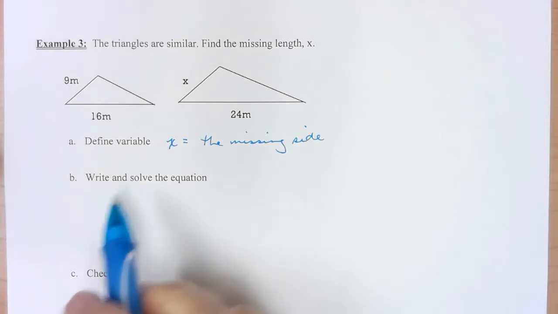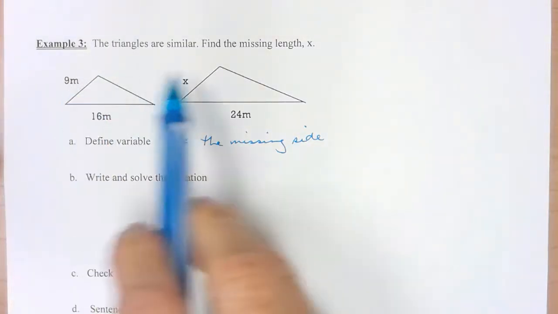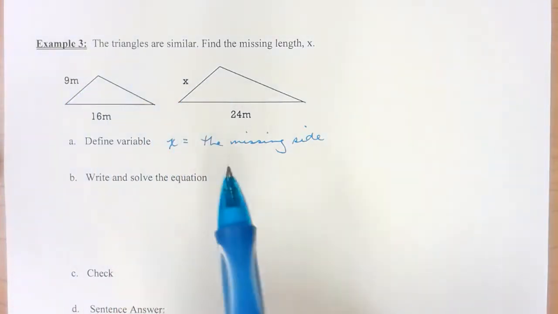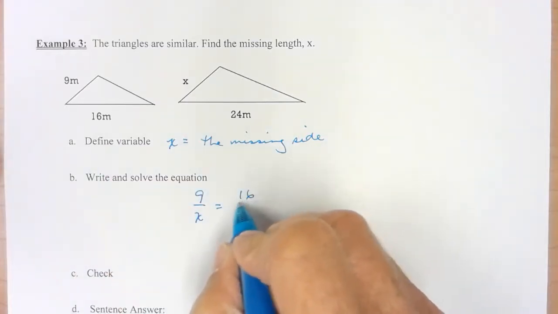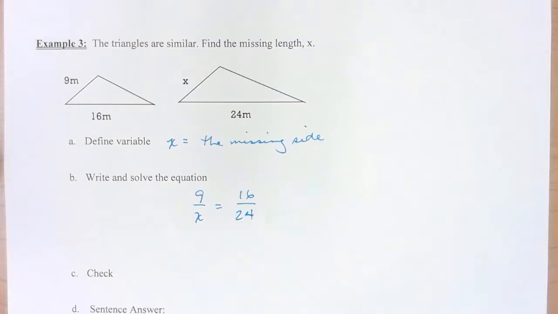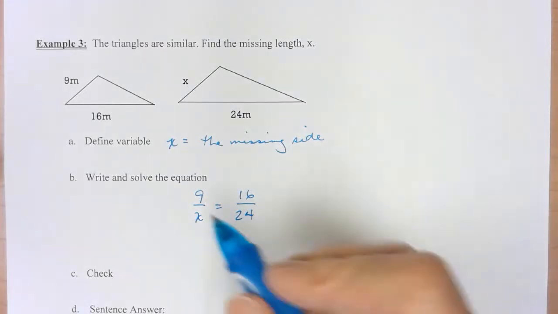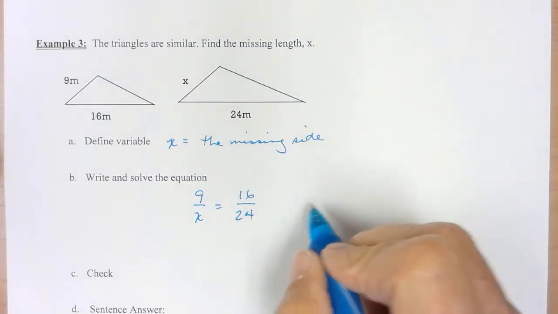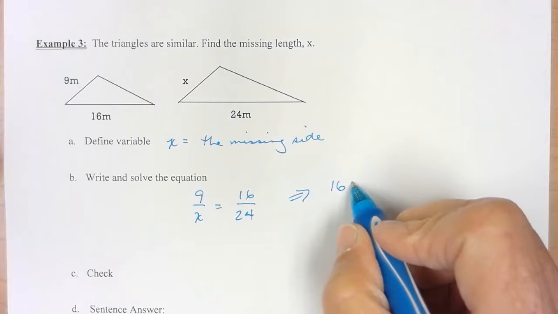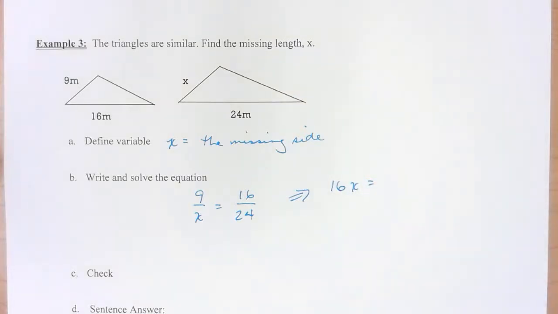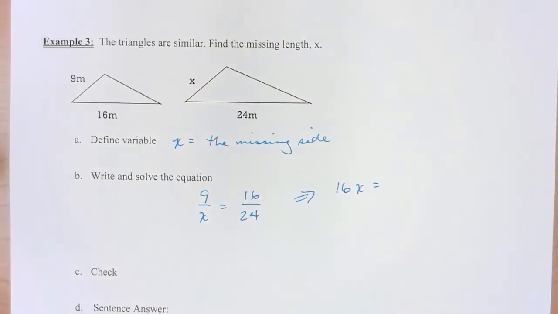Now when they're proportional, I usually go from left to right. The 9 is with respect to the x, as the 16 is with respect to the 24. You need to be consistent with this. Now again, I've got one fraction equaling one fraction, so I'm going to cross multiply. I've got 16 times x. I've got my calculator to the side. 24 times 9.